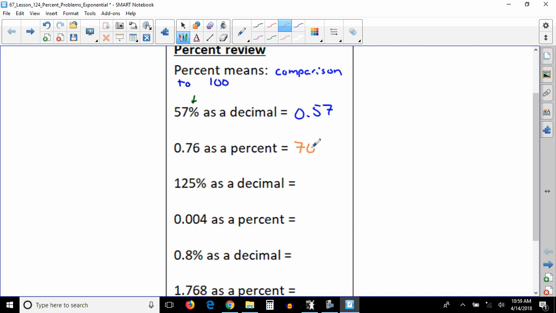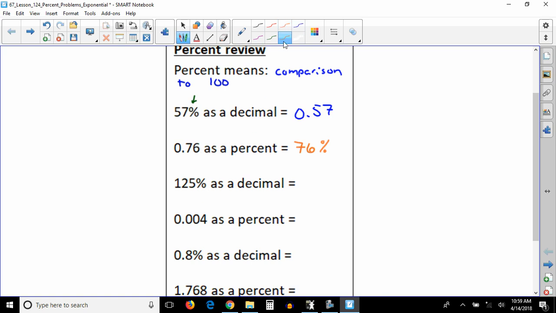Make sure that you put the percent sign, because that percent sign is what tells people that that's a comparison to 100. So the fraction that you're actually looking at when it says 76% is 76 over 100, or 0.76, which is what it is as a decimal. All percents in algebra class have to be turned into decimals in order to be used in a formula. So you either have to turn them into decimals or fractions to use in a formula.